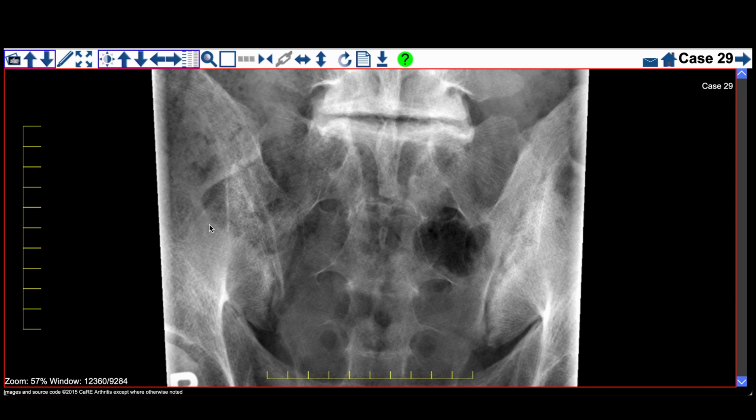And we see that there's overlying gas shadow on the right side, which makes this joint rather difficult to evaluate. But on the left side, we clearly have some sclerosis of the iliac bone, and we have erosions and irregularity of the left iliac cortex.